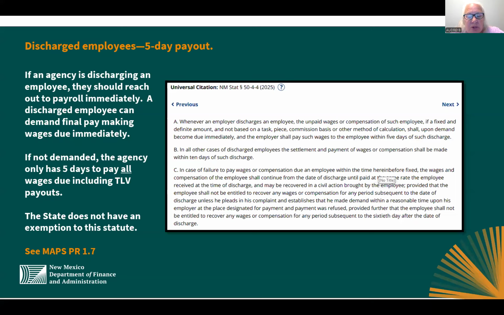So if you are going to mail the check, you would need to pick it up and have it mailed, or hand delivered. I do not know of any instance where DFA would mail out the check on behalf of an agency.